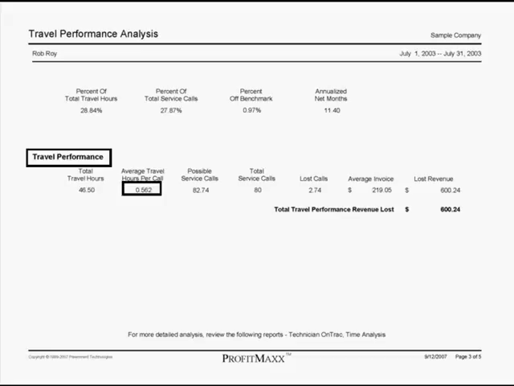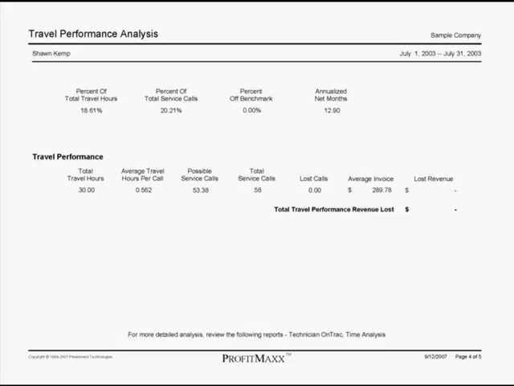In the time performance section, we can see that Rob spent 46.5 hours behind the wheel. Our benchmark for average travel is 0.562. His possible service calls that he could have and should have gotten to was 82.74. He only hit 80 service calls. That means we lost 2.74 calls that we couldn't get to because Rob wasn't traveling very efficiently. When we multiply that times Rob's average invoice of $219, we see that we had lost revenue of just over $600. Again, remember, these are real dollars left on the table because Rob isn't traveling efficiently.